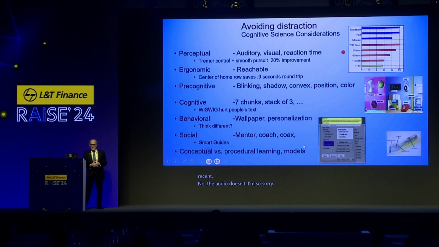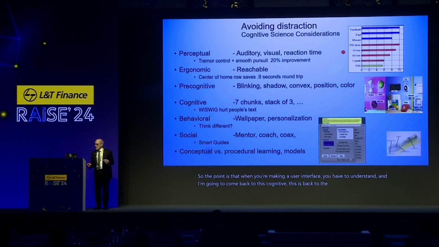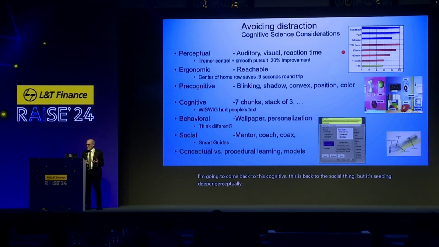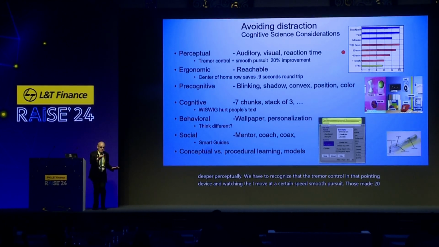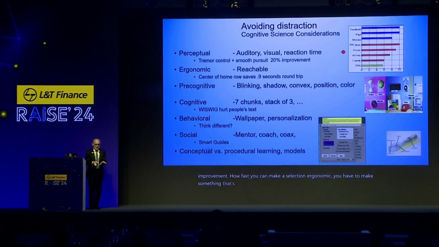So the point is that when you're making a user interface, you have to understand psychology. And I'm going to come back to this cognitive, this is back to the social thing, but it's even deeper. Perceptually, we have to recognize that the tremor control in that pointing device and watching the eye move at a certain speed, smooth pursuit, made a 20% improvement in how fast you can make a selection. Ergonomic, you have to make something that's reachable. That pointing device, by being in the middle of the keyboard, you can save almost 1 second every time you're about to reach for it, instead of a trackpad.